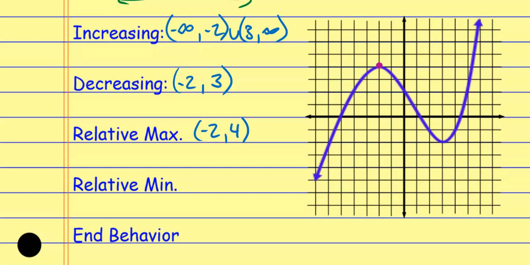And then a relative minimum. This thing changes directions over here. It was going down, and now it's going up. And this is the point right here. At 3, -2, that's the point where it went from going down to going up. So that's a relative minimum.